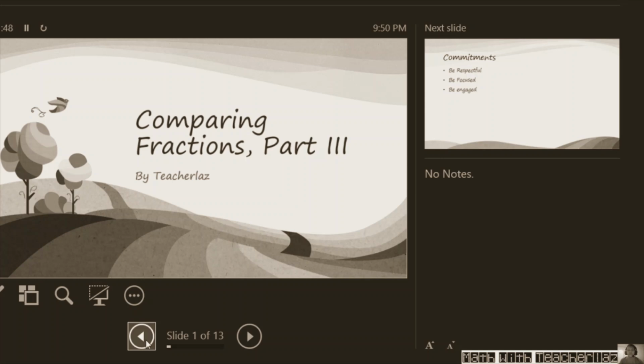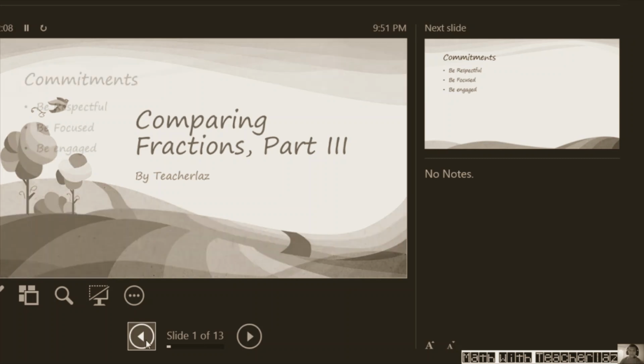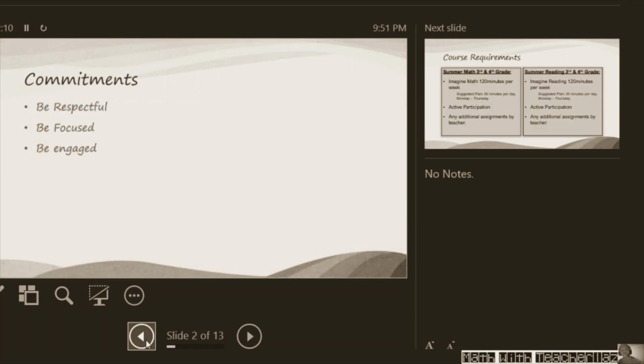Okay, so today we're comparing fractions, and this is the third part. The first part, we compared fractions with different denominators but same numerator. In the second part, we had same denominator but different numerators, and now we're going to compare fractions which have numerators and denominators that are different. We're going to compare them.